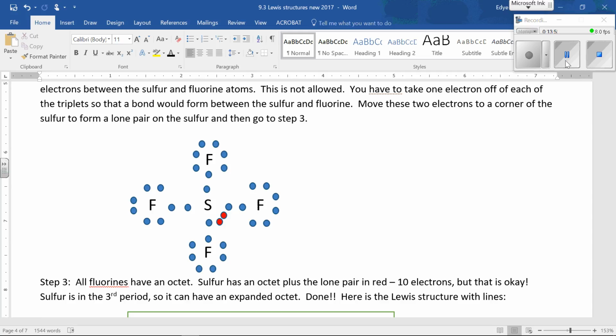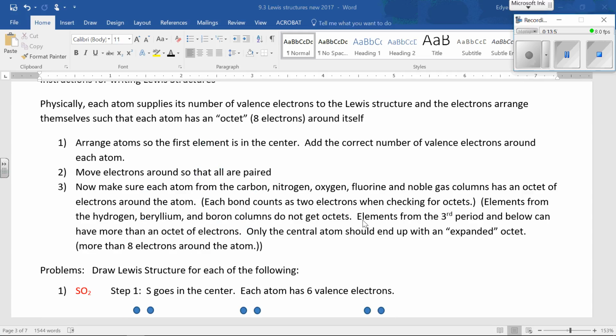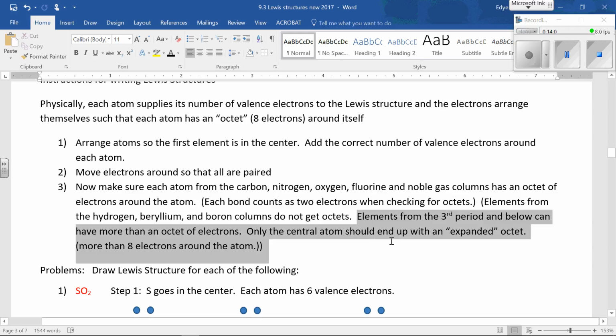That is okay. Right here you're told that elements from the 3rd period and below can have more than an octet of electrons, and only the central atom can end up with an expanded octet. Expanded just means more than 8. We don't put expanded octets on the atoms outside of the central atom.